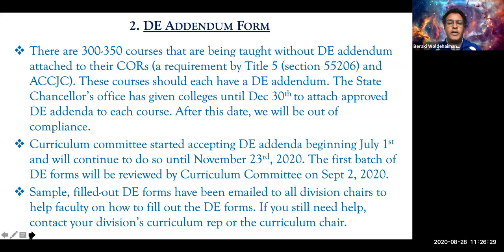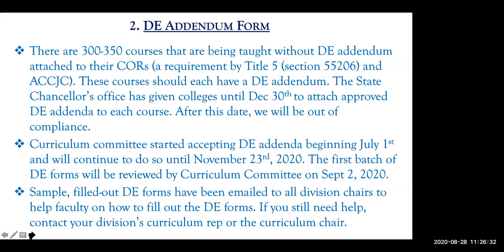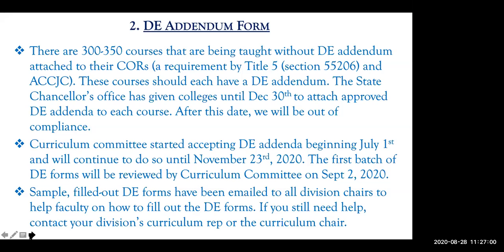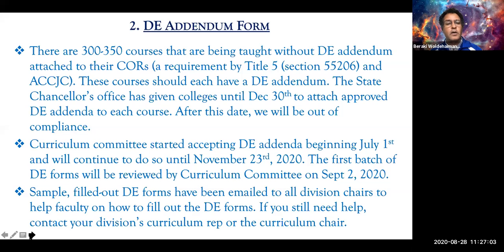I tried to get the list from our CIO, Ara. At that time, probably because everything was running short of time, they could only tell me, well, we have only 350 courses. We're going to send this to the chancellor's office. So they didn't give me the list. Now, your division chair should know what courses your division needs to have the addendum form. So in short, I don't have the list. I didn't get it, but I asked for it.